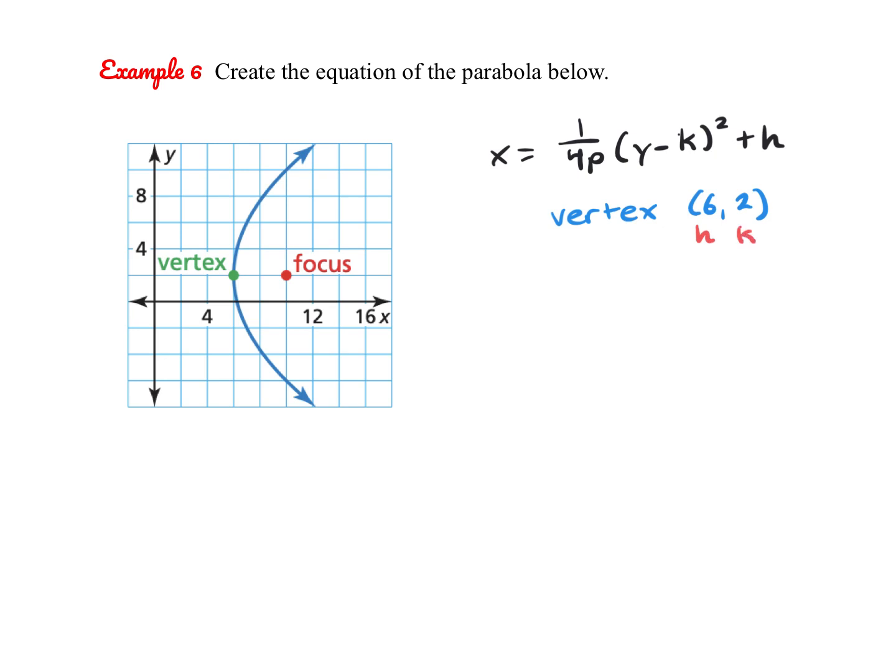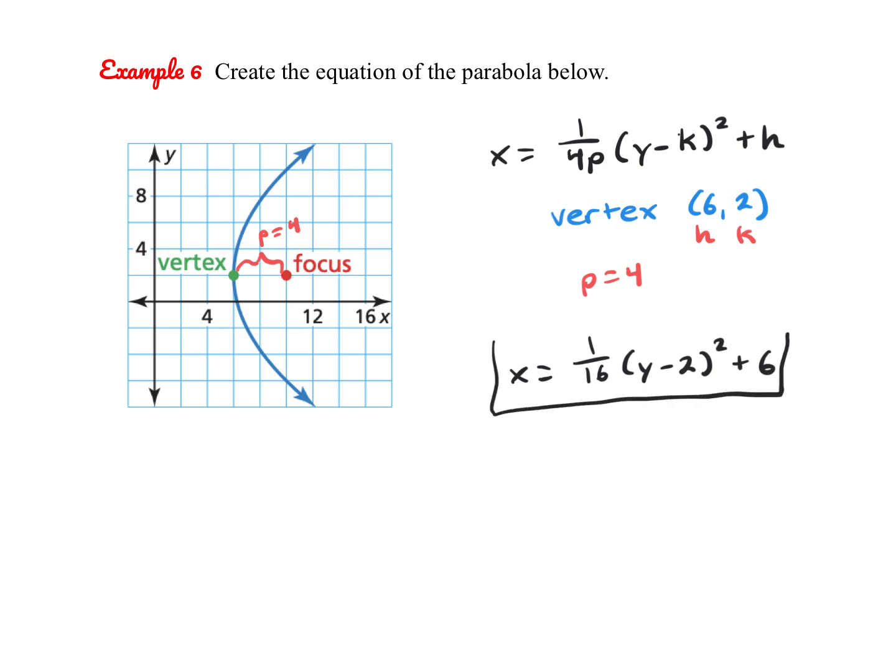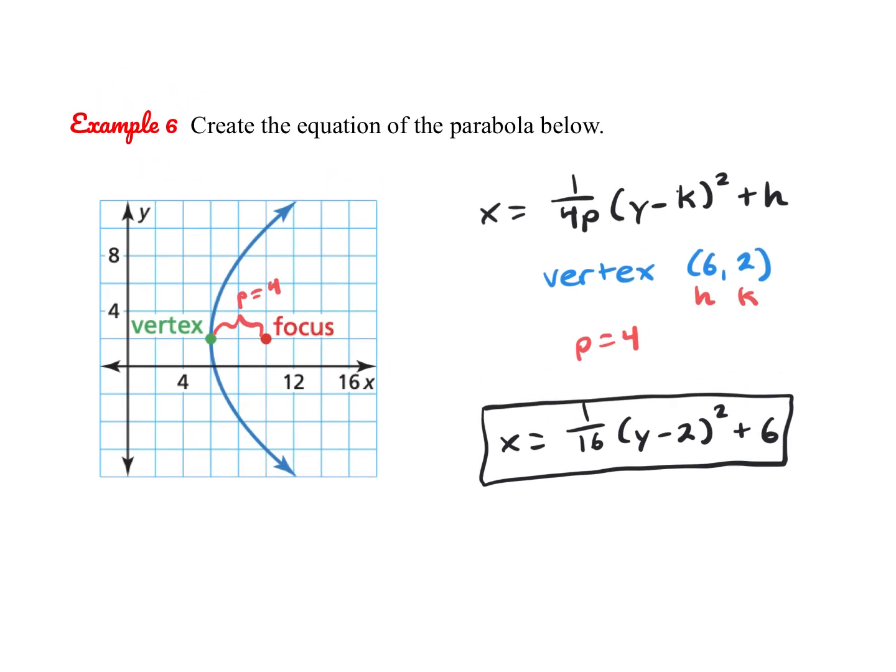And then I can also see that the distance from my vertex to my focus is 4 units. So that tells us that our p-value equals 4. So now all I need to do is plug those values in. So that will give me x equals 1 over 16 times y minus 2 squared plus 6. So I think for these types of problems, it's actually really helpful to start by writing your general form and then just defining what is h, what is k, and what is p, because then you're just plugging in values. So it kind of helps you avoid some small mistakes.